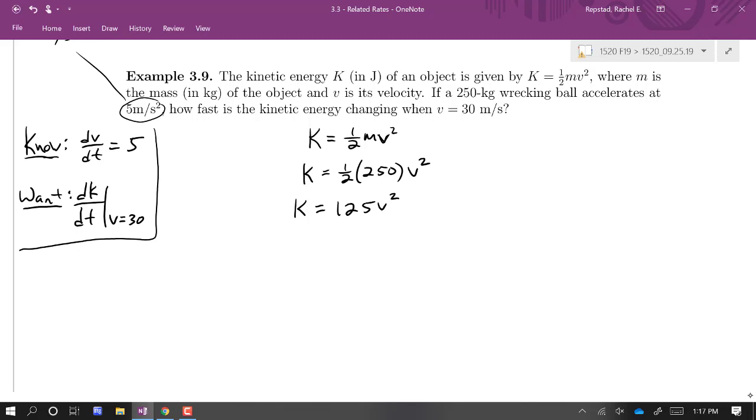Let's differentiate with respect to time. And if we differentiate this equation with respect to time, what's the equation that we get? dK/dt on the left, 250 v times dv/dt. I'm going to stop there for a moment and see if there are questions about how we figured out what we know and want and how we got to this equation.